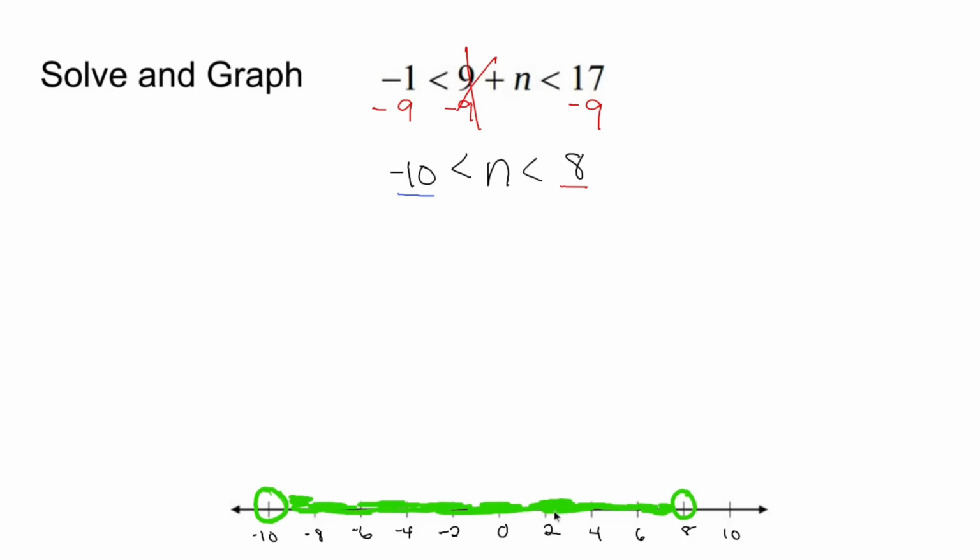Like I can pick 2, and when I pick 2, I would get 9 plus 2 is 11. So negative 1 is less than 11, which is true, which is less than 17, which is true. Okay, so in-between statements are literally just what they sound like, in between.